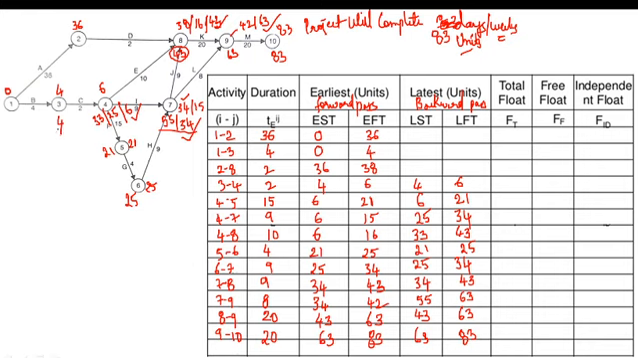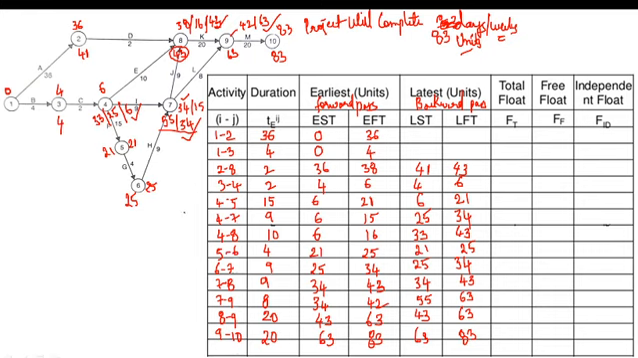Now we have activity 2 to 8. For 2 to 8, look at over here. What is the value? 43. 43 is the latest finish time. 43 minus 2 is how much? 41. For 2 to 8, we have got one more value, which is nothing but 41.